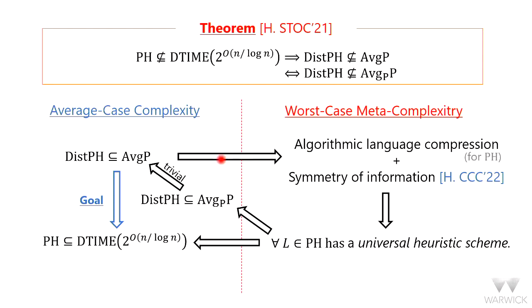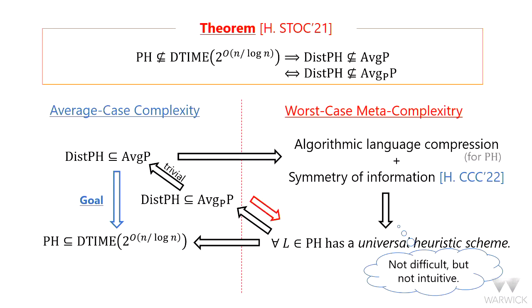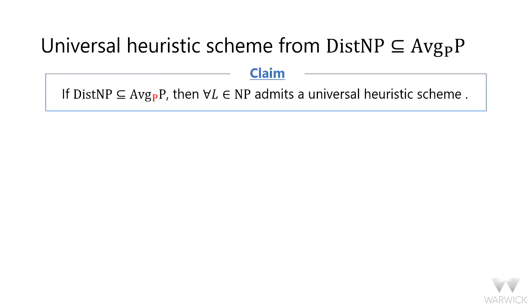So we have explained how to get this and how to get this, and what remains is to prove this. But the proof is not so difficult, but at the same time, it's not intuitive. So let's skip it. And instead, let's explain at least how to construct a universal heuristic scheme. So instead of this, I'm going to explain this part, which is easier to understand, and it's more intuitive.